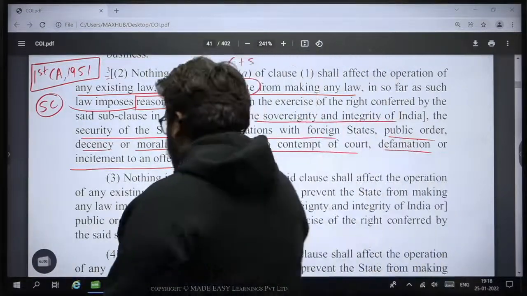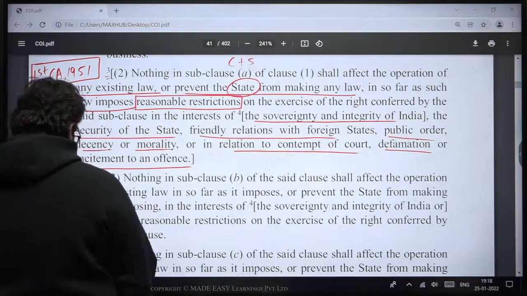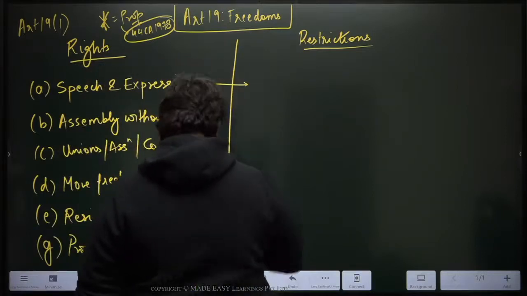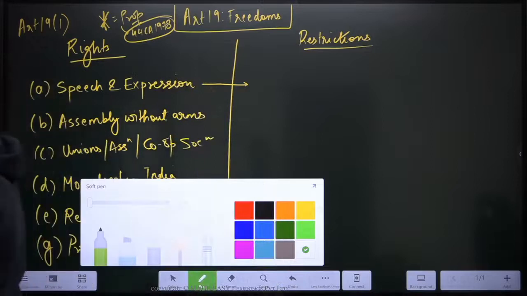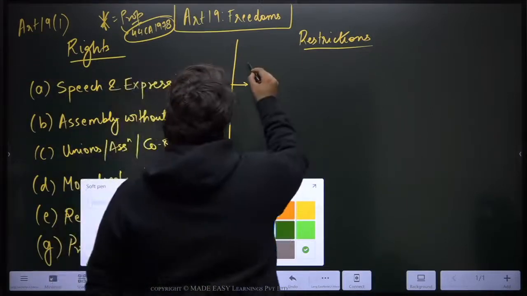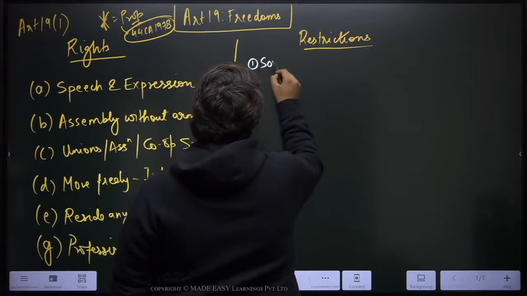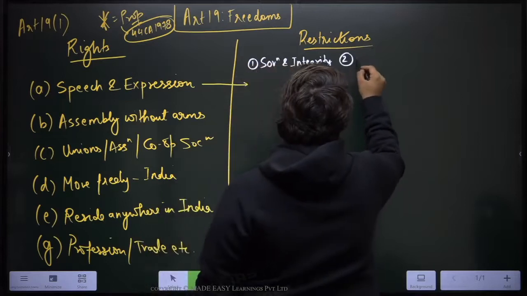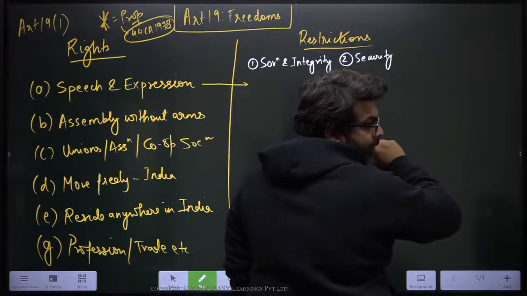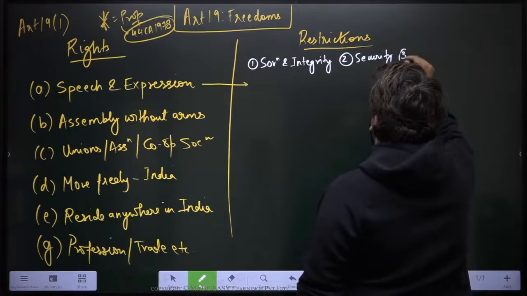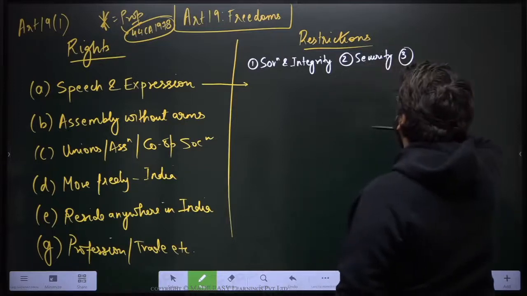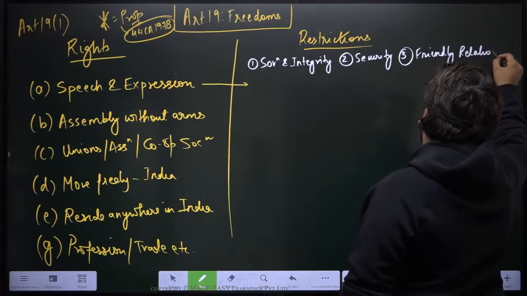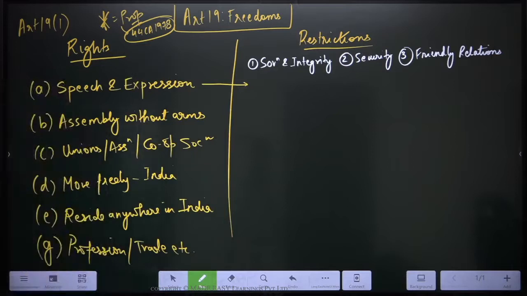So let's write them down separately. Okay. And please start making these things in your notes also. This is important, right? So what are your reasonable restrictions? Your reasonable restrictions are, first, sovereignty and integrity of India. 2, security of India. 3, friendly relations with fellow countries.